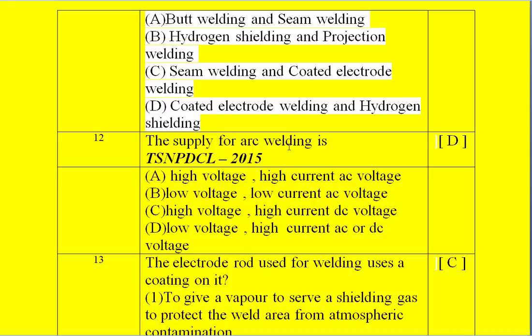It will have the transformer. Its secondary open circuit voltage is high, but operating voltage is less, and current that flows is very high. So D is the right answer.